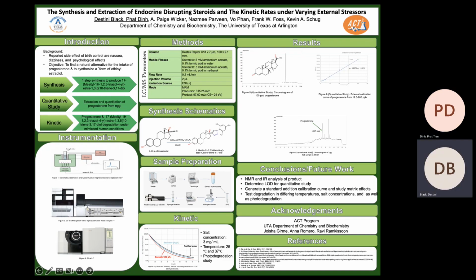Lastly, we discussed the conclusions and future works. We want to look at an NMR and an IR analysis of the desired triazyl to confirm it is what we made. We also want to look at a limit of detection study for the quantitative experiment. As you can see, there is a 1.25 ppb, which isn't falling on the calibration curve because we didn't look at concentrations that low. Next, we want to generate a standard deviation calibration curve and study the matrix effects.